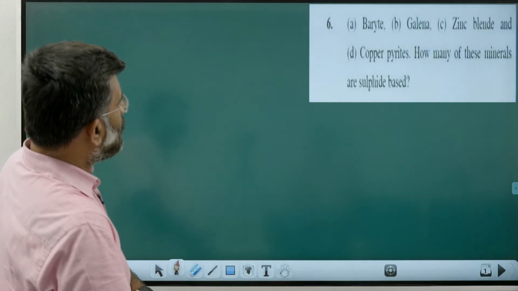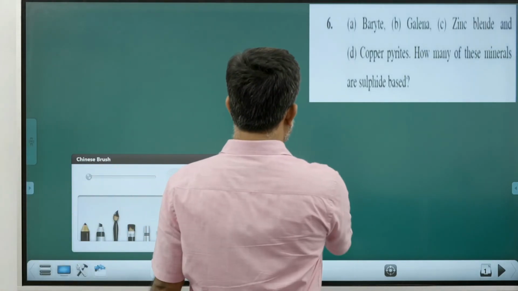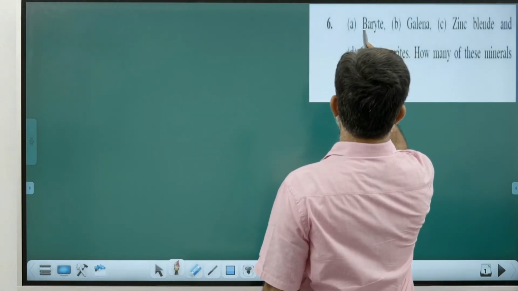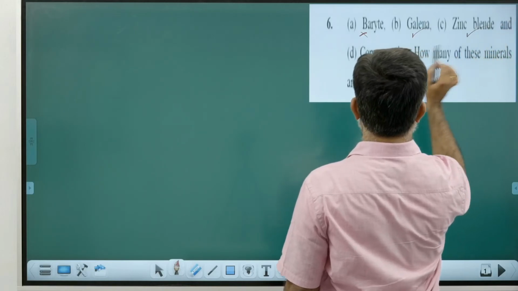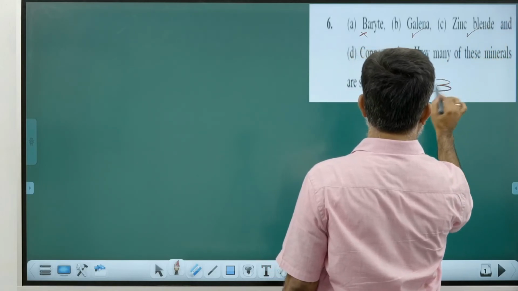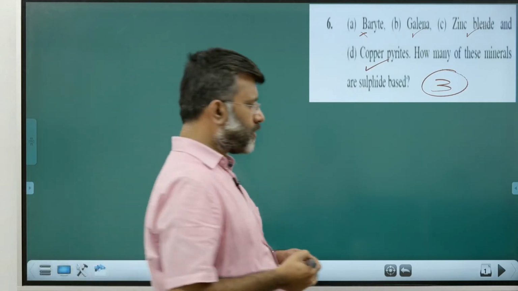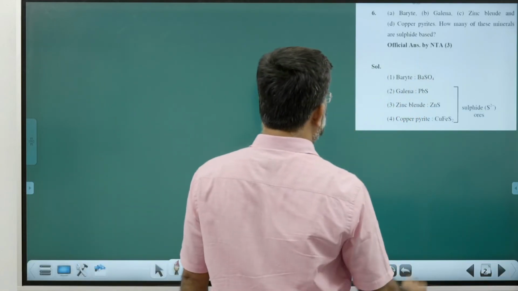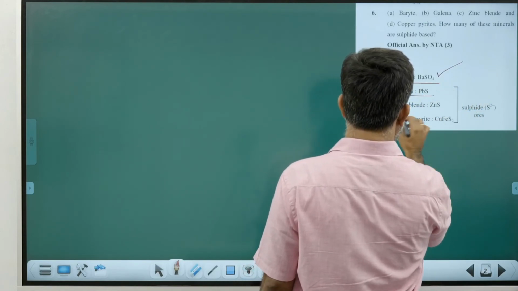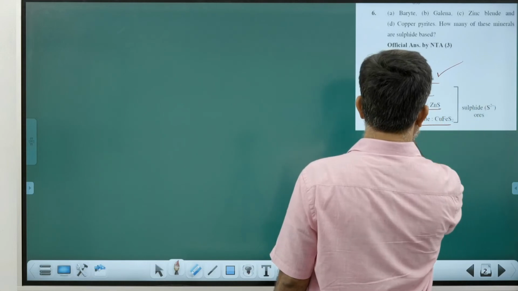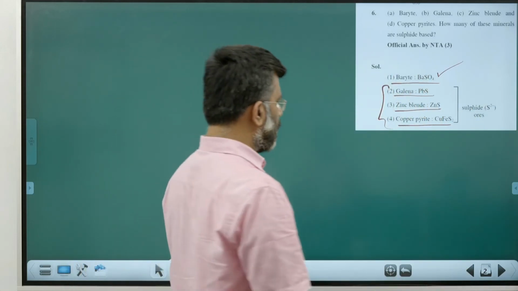A, B, C, D. How many of these are sulfide? This is not sulfide. This is sulfide. This is sulfide. And this is sulfide. So 3. All are well-known examples. This is barite. Refer to the text. Galena, zinc blende, copper pyrites: these 3 are the sulfide ores. Barite means barium sulfate. Next.